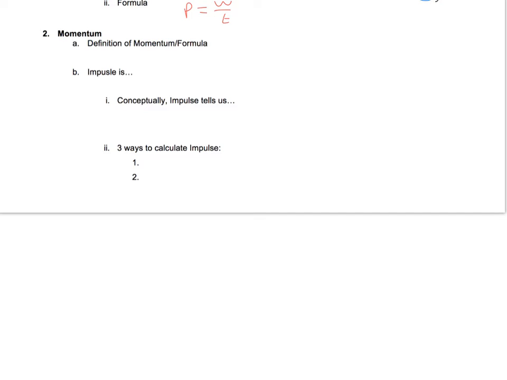Alright, moving on to momentum, the definition and the formula. Momentum is a measure of, I always say, the amount of motion that an object has. Another way of thinking about it is who would win in a collision. The way we find momentum is simply mass times velocity. We talked about two important things with momentum.